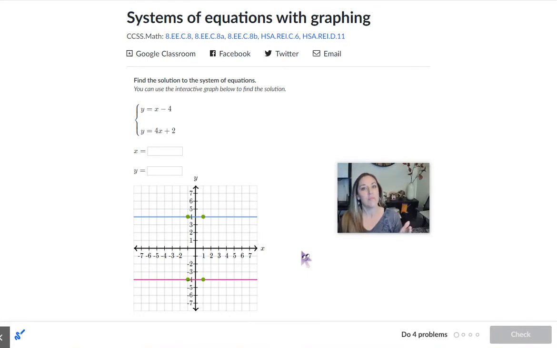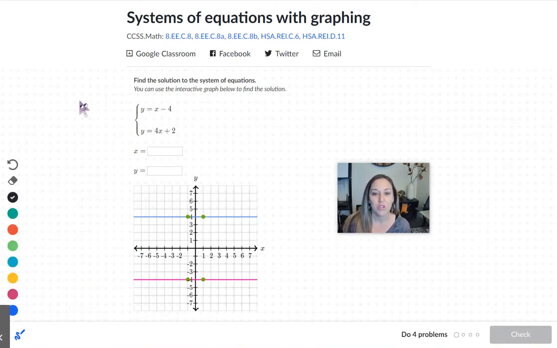And then the other type of answer will be infinitely many solutions. If we graph the same line right on top of each other, then all of the ordered pairs are solutions. Okay, so that was just a quick intro. What I want you guys to do is practice graphing these points and then identifying the ordered pair where they cross. So let me show you what you're going to do on Khan Academy.